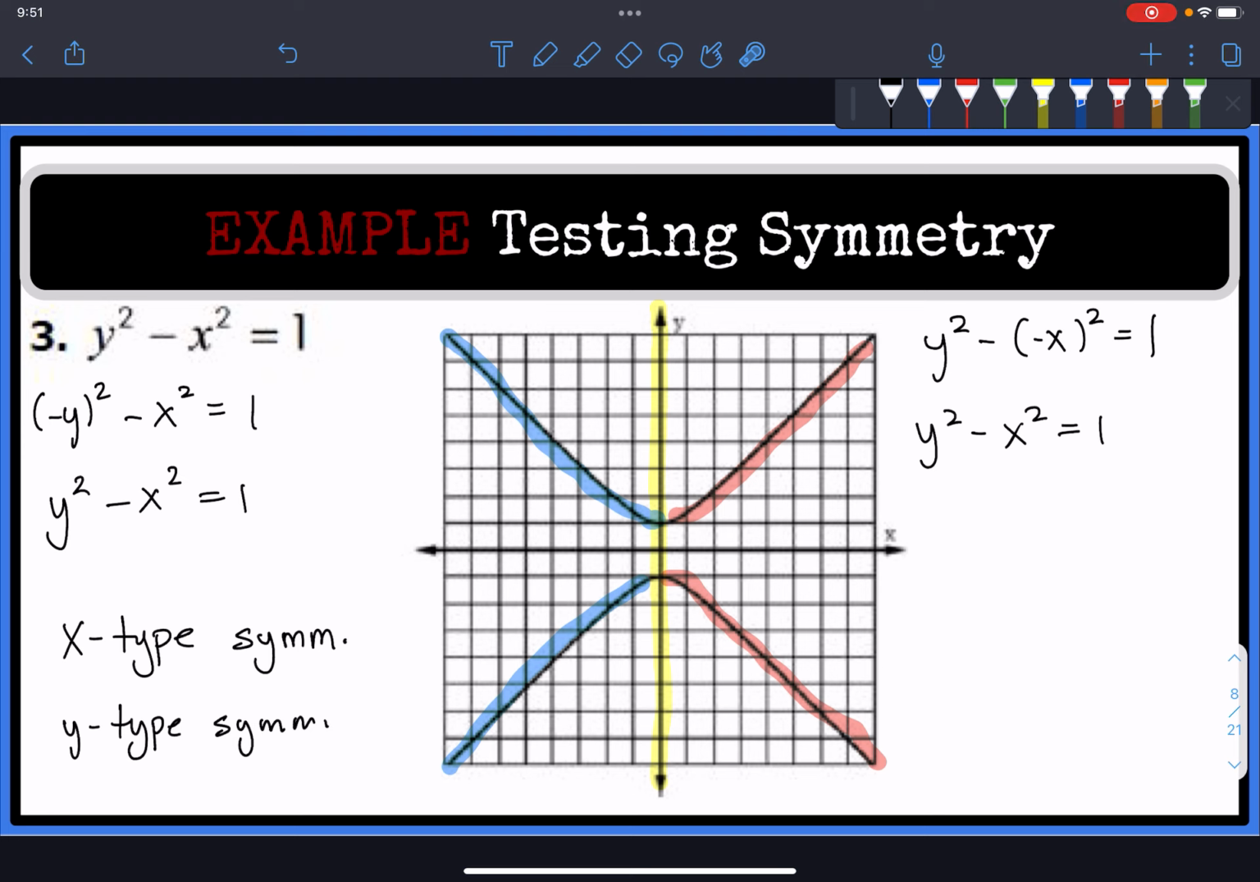However, this is not an even function because it's not a function. So this is not even though. This does not get classified as even. It just has those two types of symmetry. It has an x-axis symmetry and a y-type symmetry.